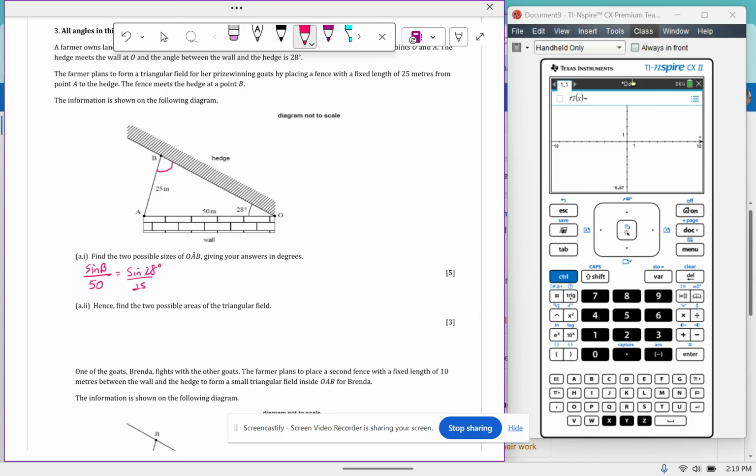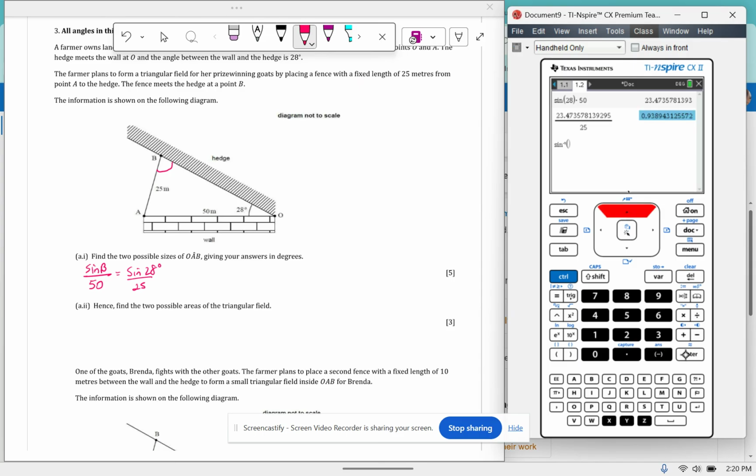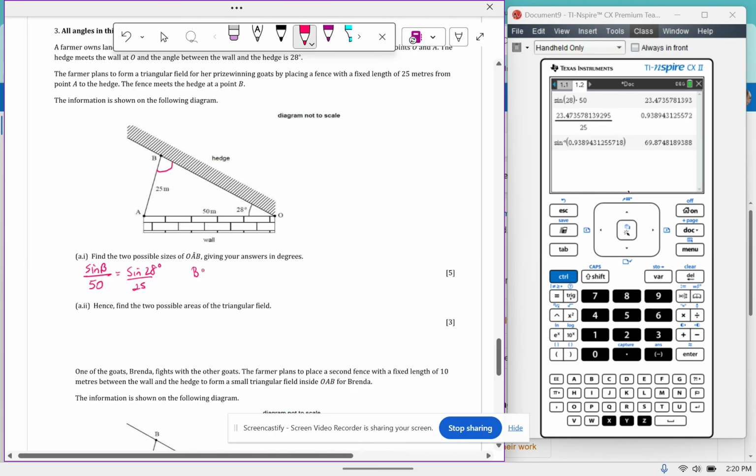I'm going to make sure that I'm in degrees over here, and I'm going to use the calculator. I've got the sine of 28 times 50, and then I'm going to inverse sine it. All right, so angle B is 69.87. So that's one possibility, right?